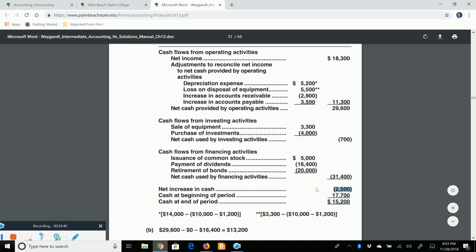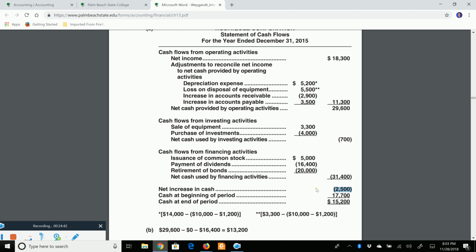As I said a few moments ago before we started this exercise, I think this is probably the most comprehensive of all of the homework problems that you were given in this particular chapter. And this is an indirect method cash flow statement.